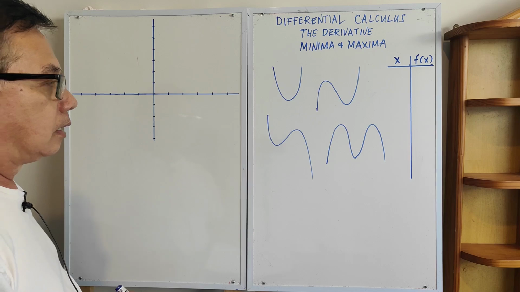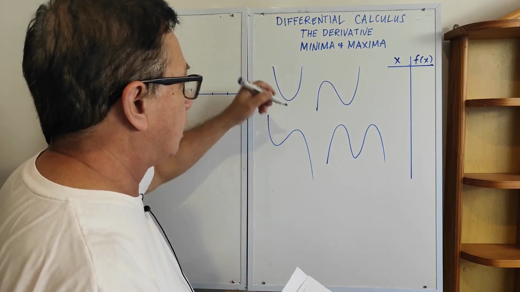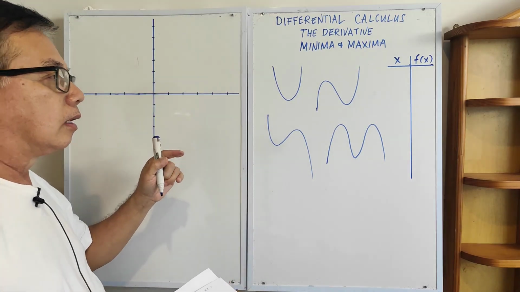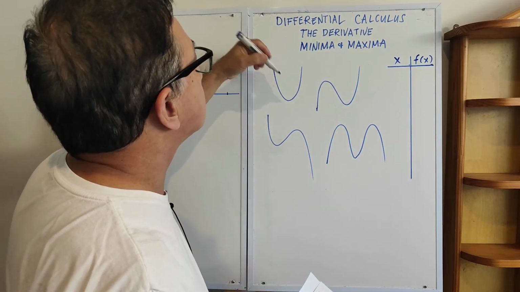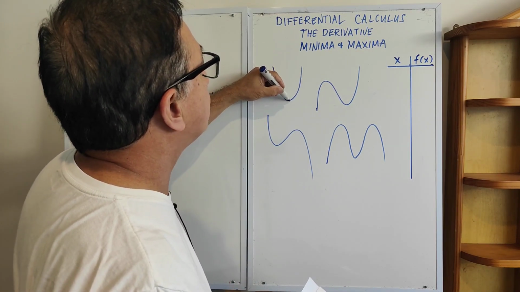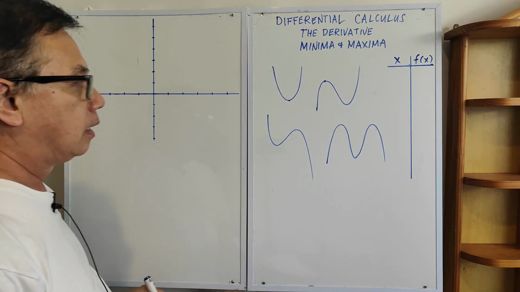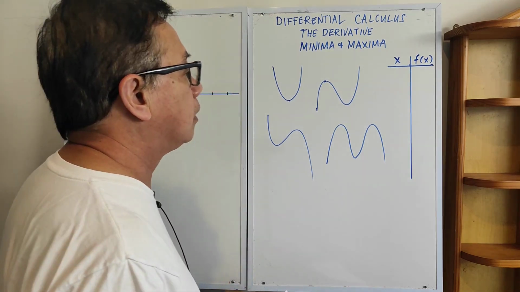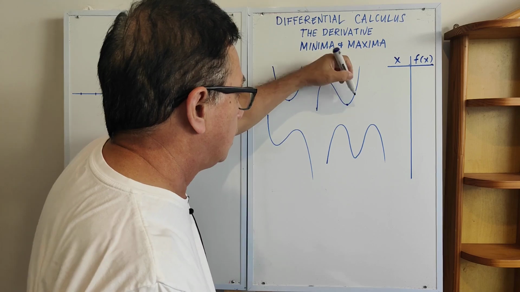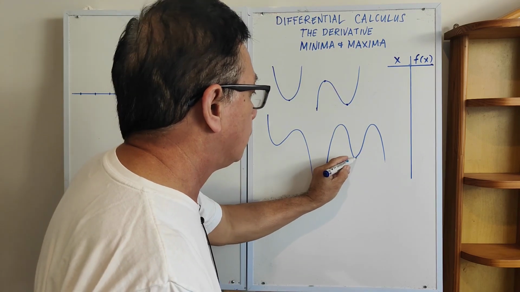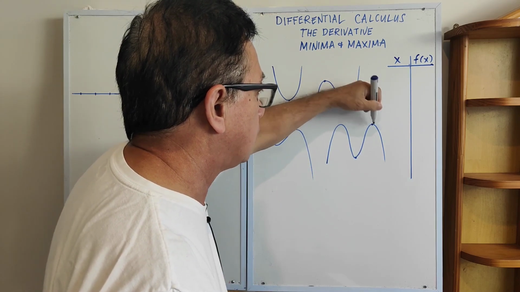Now, these curves have what they call a relative minimum or relative maximum. So these points, the lowest points and the highest points relative to the curve, are called the minima and the maxima. This is the minima, and this is called the maxima. This is the minima. Whatever the lower point is, it is called the minima. This is the maxima, these two.